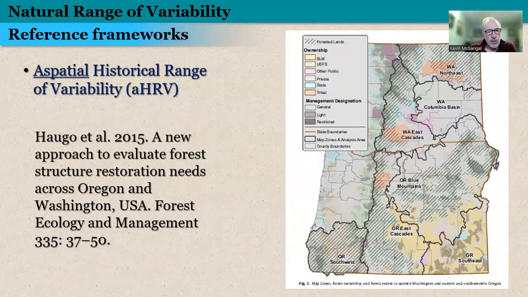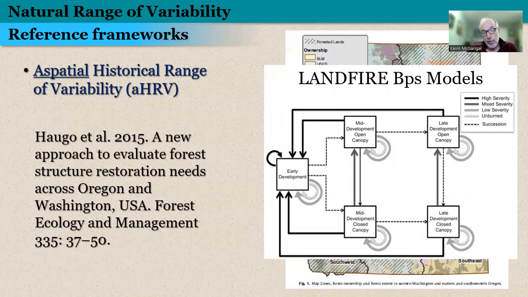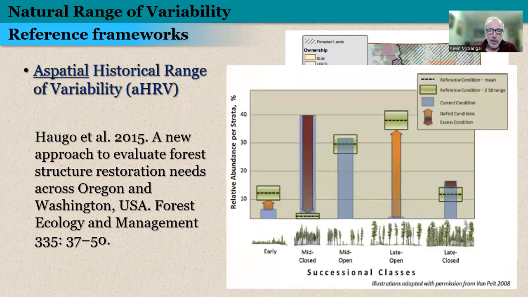An example of this approach would be the Hugo et al. 2015 publication entitled A New Approach to Evaluate Forest Structure Restoration Needs Across Oregon and Washington, published in Forest Ecology and Management. In this application, they took this region and applied state and transition models, primarily developed through the Landfire Program, for each of the biophysical settings across this landscape. And then they used the VDDT modeling framework to implement the state and transition modeling framework, and from that derive a natural range of variability in each of the states.